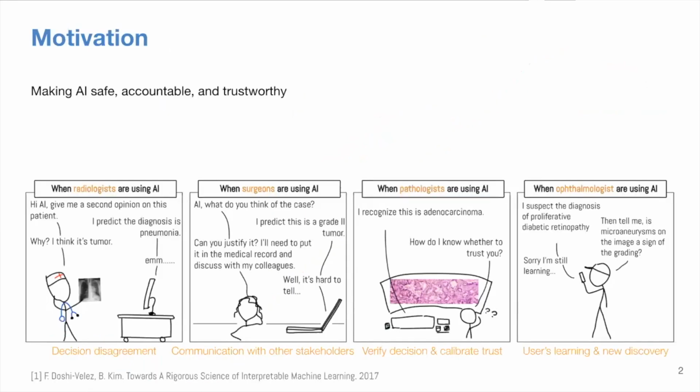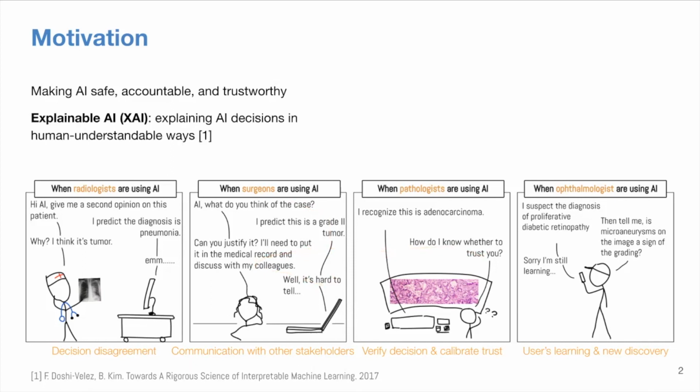As AI becomes pervasive in society, we're concerned about its safety, accountability, and trustworthiness. This problem is more prominent when we are using AI for critical decision support, as shown in those healthcare scenarios. When doctors are using AI, they usually require AI to back up its decision with some rationale. This is an explainable AI problem that aims to explain AI decisions in human understandable ways.